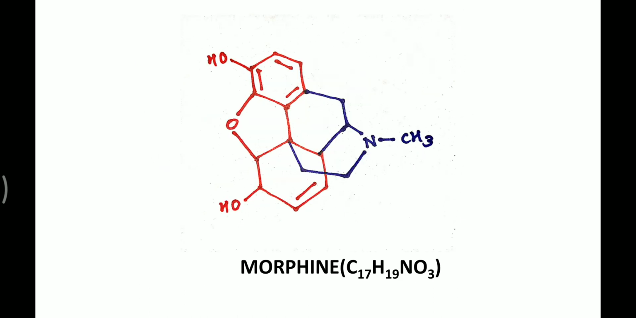Next, we will see the structure of morphine. Morphine is an alkaloid which has the molecular formula C17H19NO3. So it also contains carbon, hydrogen, nitrogen and oxygen. So here also, if you see this structure, I have represented it using red ink and also blue ink. So you can imagine this red colored one in one plane and this blue colored one in another plane.